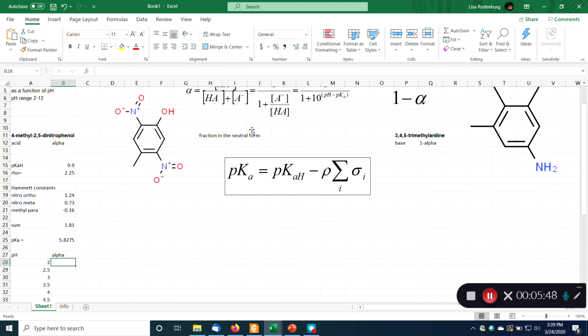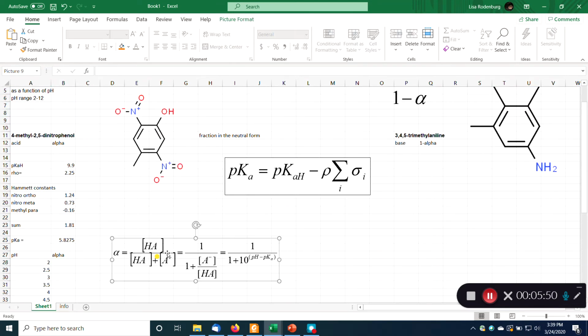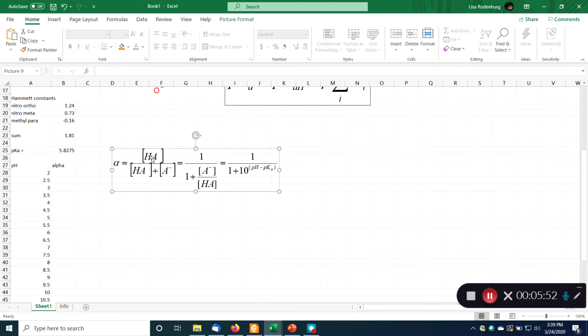Remember, alpha is the fraction that's in the neutral form, and here's our equation for alpha. You can ignore all this. We're just going to use this part of the equation. So alpha is equal to 1 divided by 1 plus, remember your parentheses, 10 to the, I'm going to put another parentheses here, pH, which is here, minus our pKa, which is there.